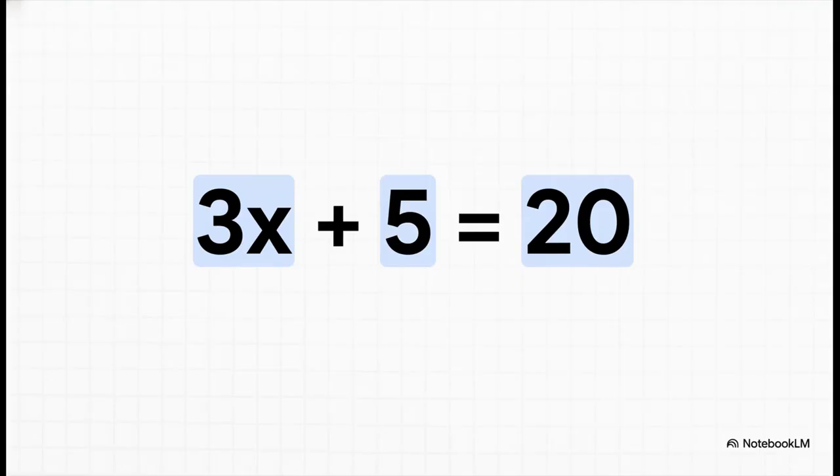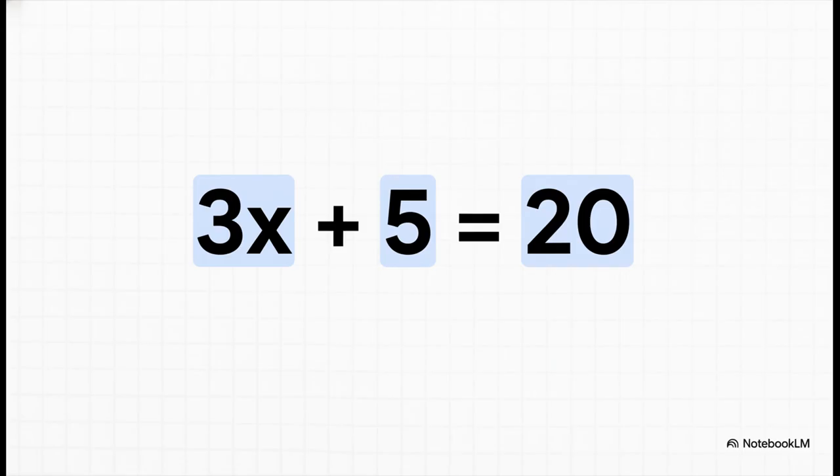Let's actually put our blueprint into practice. We've got a created practice example here. Solve the equation 3x + 5 = 20. In this case, x is our defined variable. It's the unknown number we're hunting for. Our mission is to figure out exactly what value of x makes this statement true. To do that, we're going to skip right to step 4 of our blueprint.